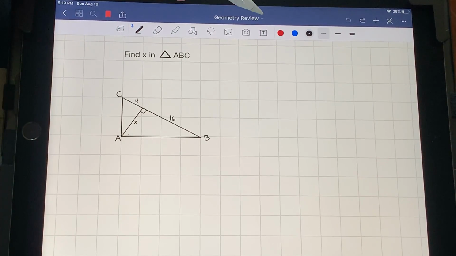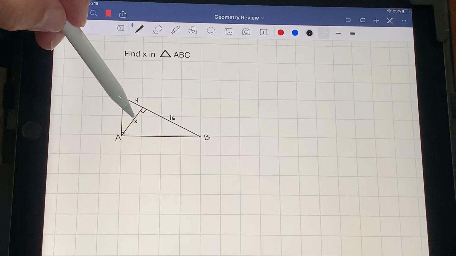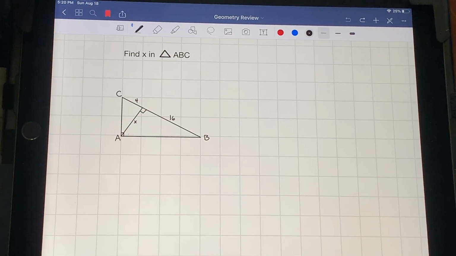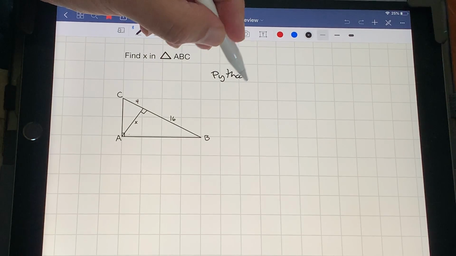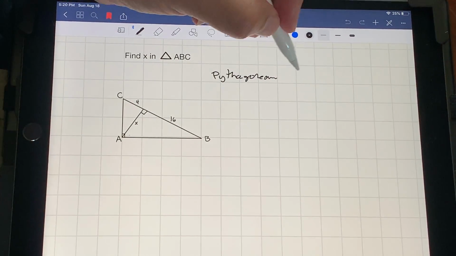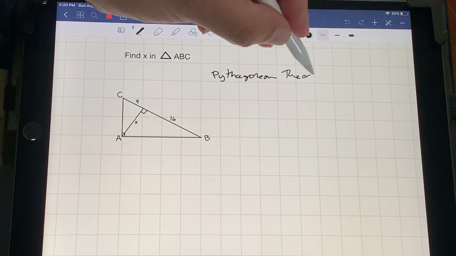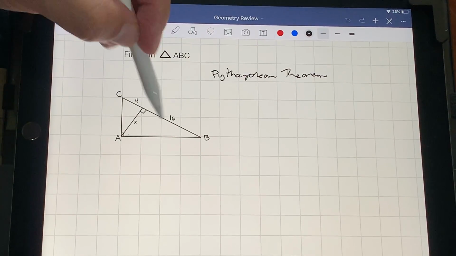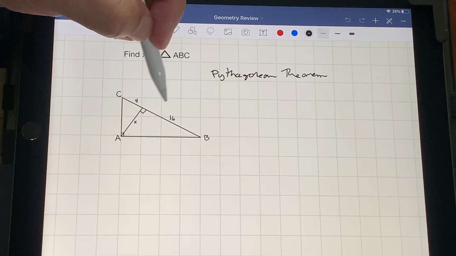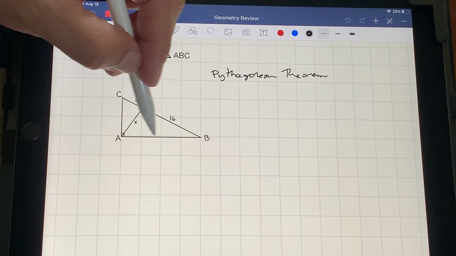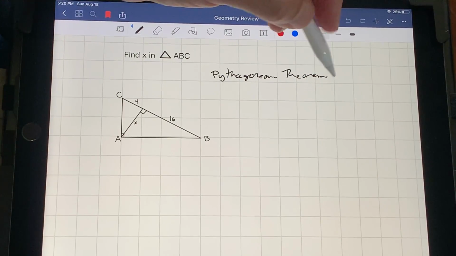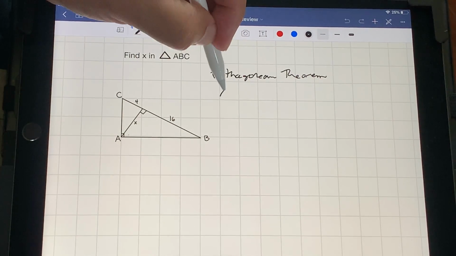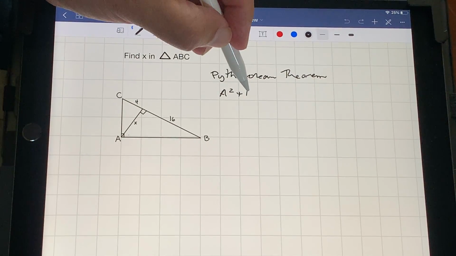Today, in Geometry Review, we're going to solve for x using the Pythagorean theorem. This theorem states that when we sum the squares of each of the legs, that equals the square of the hypotenuse, like this.